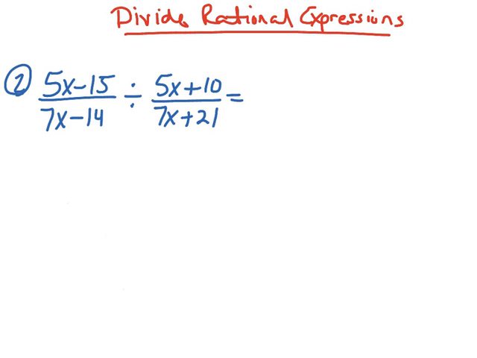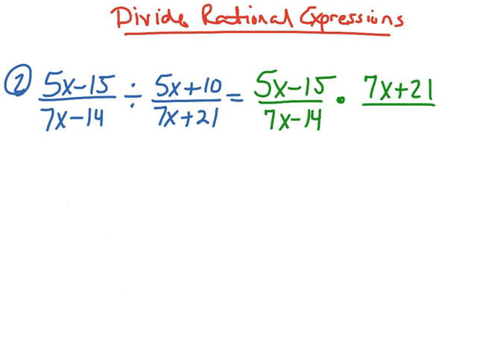Alright, example number 2. We're going to divide the two rational expressions. And as I did with the first example, what we're going to do is change that division to multiplication. But by doing that, the second rational expression, we're going to have to use its reciprocal, or flip it. So, first rational expression is going to stay as it is, 5x minus 15 over 7x minus 14. That's going to stay. We're going to change that division to multiplication. And we're going to flip that second rational expression, or the reciprocal, and write it as 7x plus 21 all over 5x plus 10.